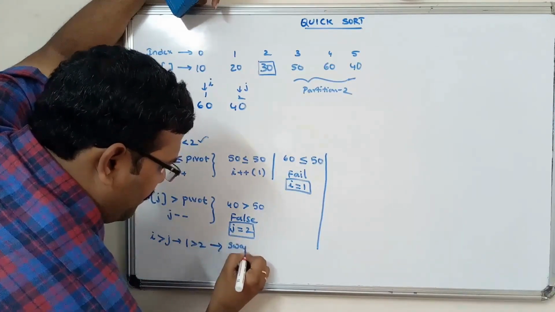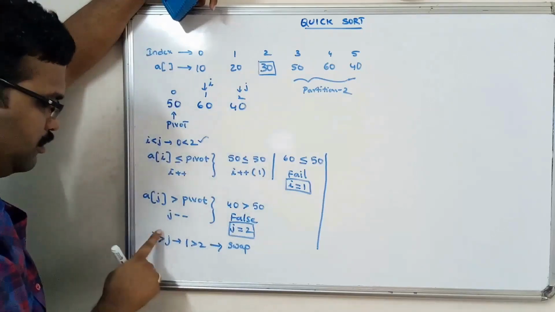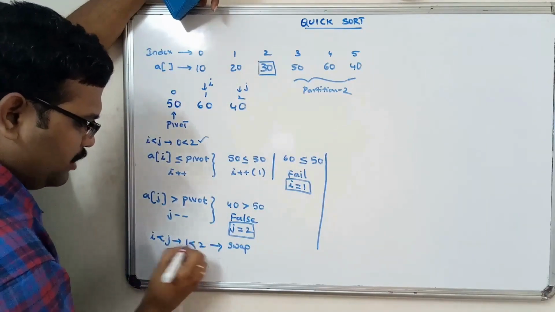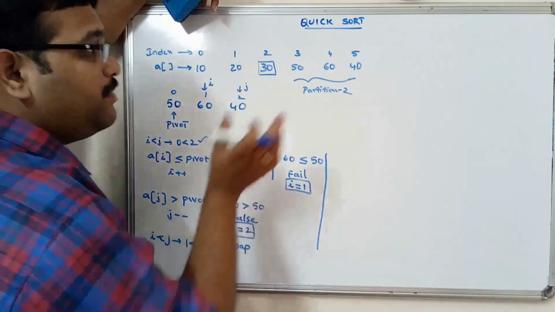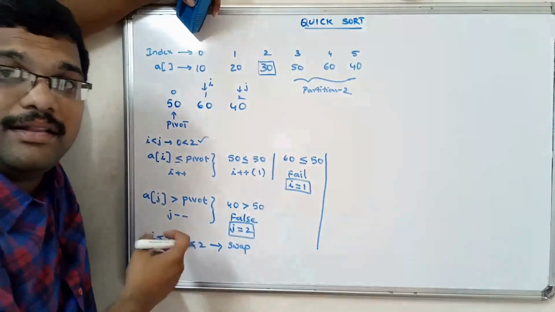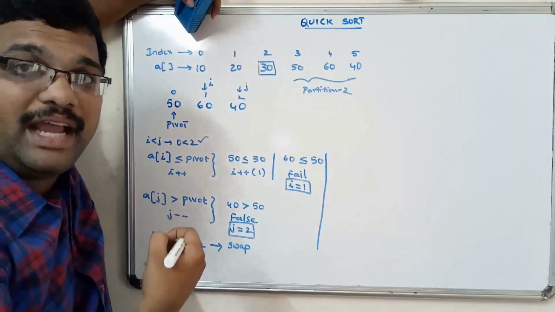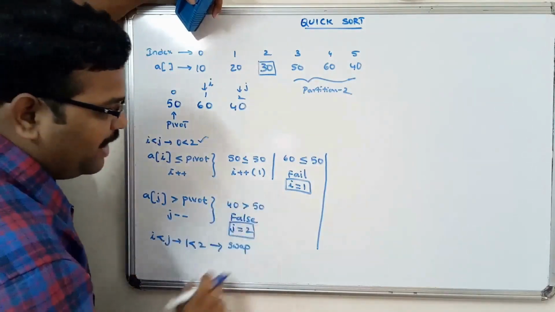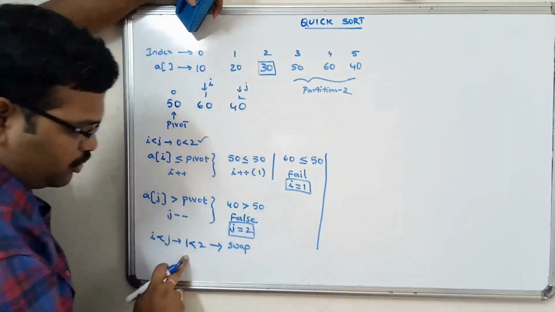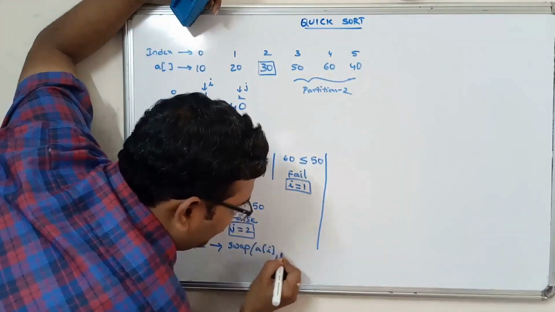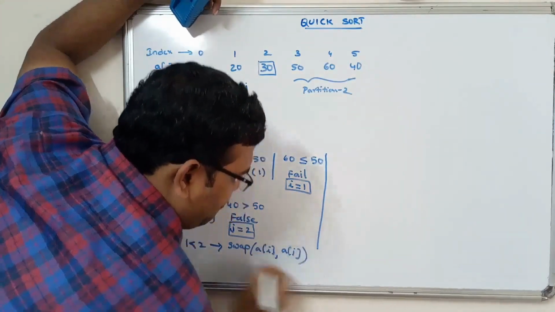I'm extremely sorry. I less than J. So if I is less than J, we have to swap the elements A of I and A of J. If I is greater than J, then we have to swap the elements A of J and pivot. So here the first condition, I is less than J. I value is 1, J value is 2. So I is less than J. So swap A of I comma A of J.